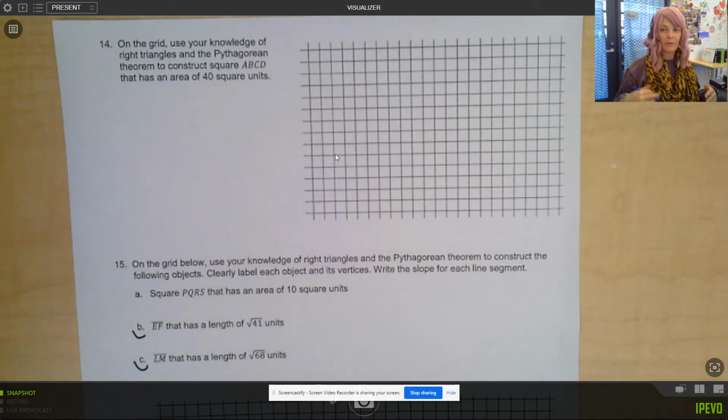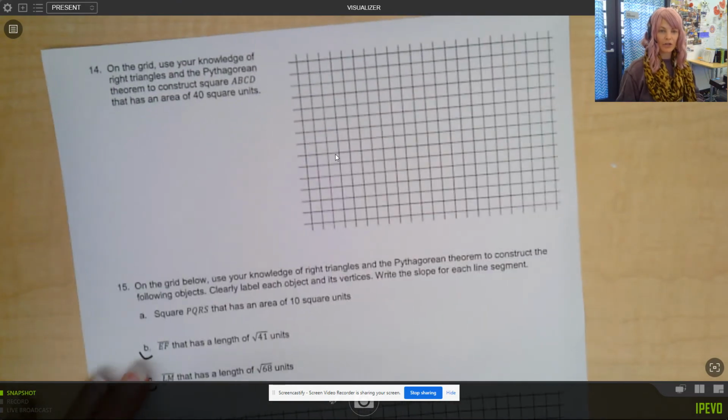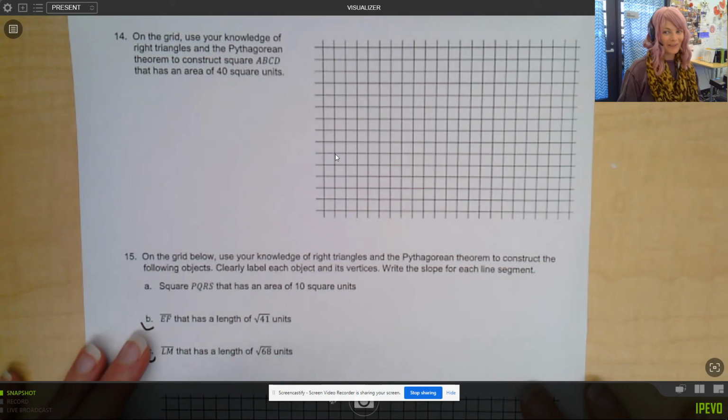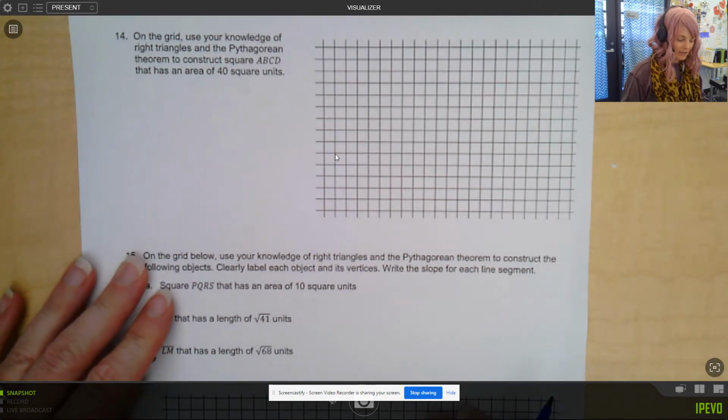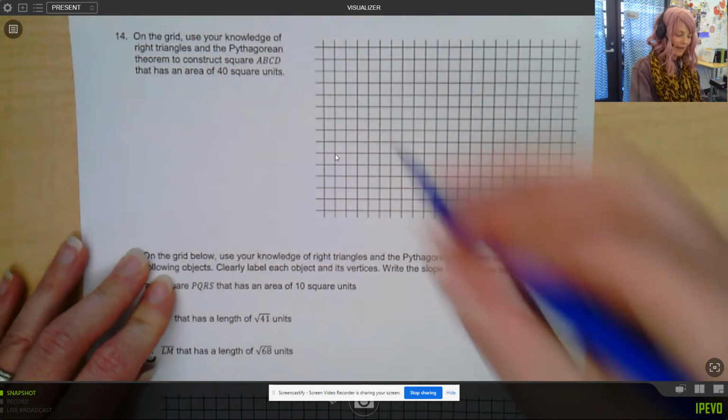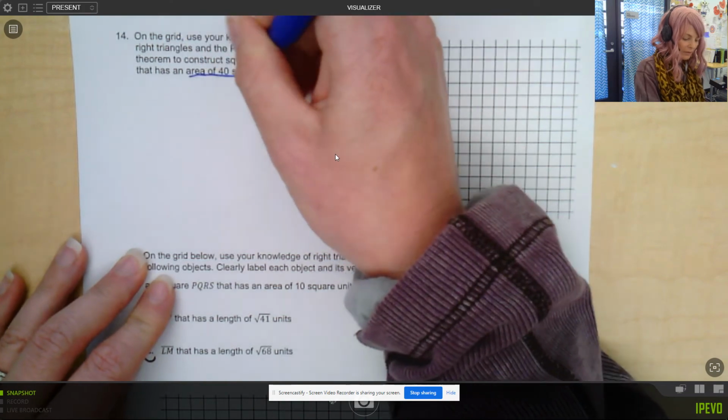Okay, so we're going to work with our new skills of Pythagorean theorem to draw some shapes. So I know we've been working with drawing some tilted squares and it's been a little tricky, but now it's going to be way more efficient with our new theorem. So on the grid, we're going to use our knowledge of right triangles and the Pythagorean theorem to construct a square ABCD with an area of 40.